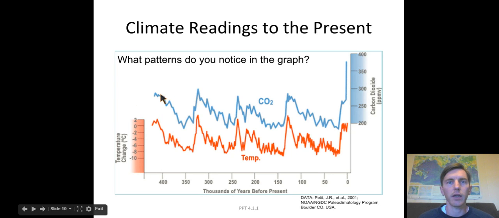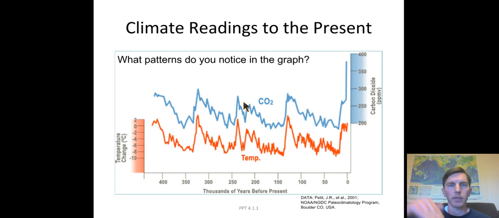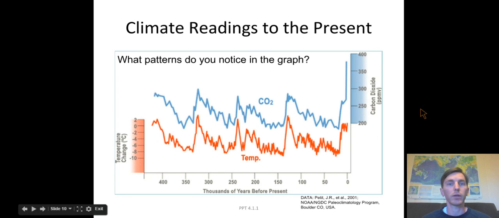Another pattern, now let's look at the carbon dioxide line. I notice a similar pattern for carbon dioxide. The carbon dioxide levels decrease, then increase, then decrease, then increase, then decrease, then increase. So again, there seems to be a pattern there of carbon dioxide levels going up and then coming down and then going up and coming down over time. So that's one pattern, or actually that's two patterns I see.